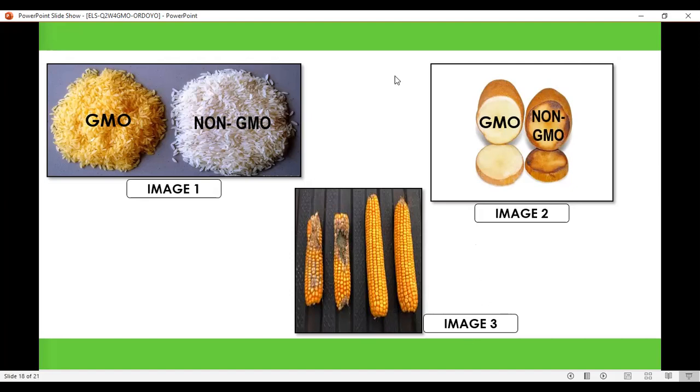So for image 3, what do you think would be the GMO and non-GMO, on which side? On the right side or left side? Ma'am, the GMO is the one on the right, and the non-GMO is the one on the left, I think. Can you repeat again, Miss Sharalyn? Sorry, ma'am. The one on the right is the GMO. Okay, very good. So this is GMO and this is non-GMO.